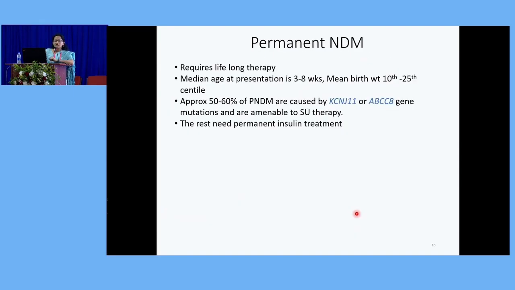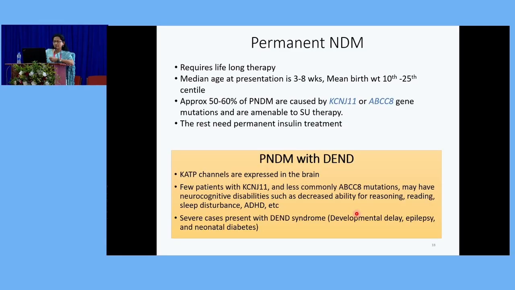Okay. Coming to permanent neonatal diabetes, it requires lifelong treatment. Typical median age at presentation is about 3 to 8 weeks. Mean birth weight is not as low as in transient neonatal diabetes, with the birth weight between 10th to 25th centile. And about 50 to 60% are caused by KCNJ11 or ABCC8, and therefore they are responsive to sulfonylurea treatment, while the rest need permanent insulin treatment.